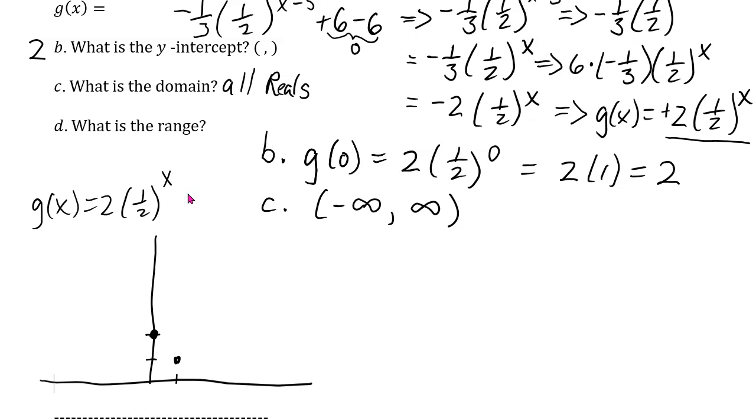Now let's imagine plugging in the number 2. 1/2 to the second power is 1/2 squared. 1/2 times itself is 1/4. 2 times 1/4 is 2/4, or 1/2. That means that the exponential function is falling as it comes over here. This is an example of exponential decay.